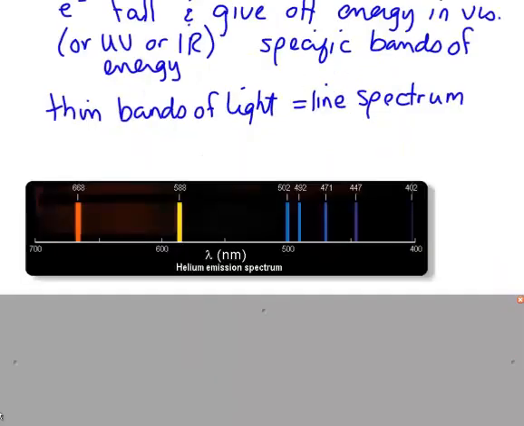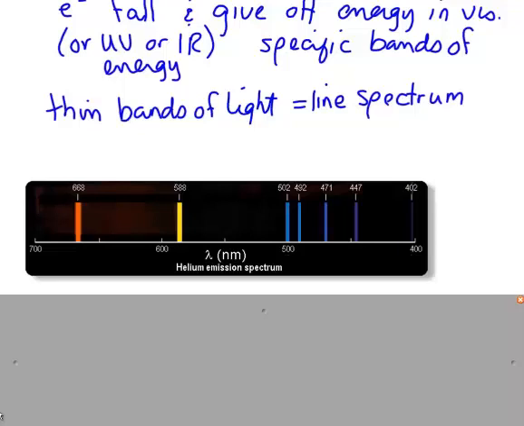Okay, this is a bright line spectrum for helium, and if you take a look at it, what you'll see is there's a band of red light at 668 nanometers, a band of yellow-orange light at 588 nanometers. We have some blue light and some violet light between 500 and 400 nanometers. So this is characteristic of helium. It's called the helium emission or bright line spectrum.